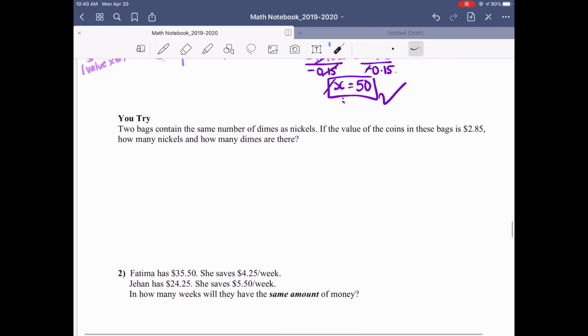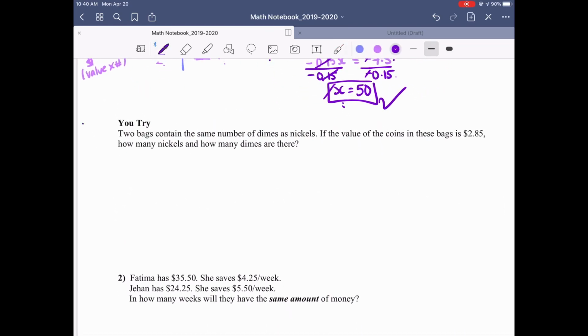Okay, so I want you guys to try a coin question using the same process that we just did. So pause the video and use the same method, making a chart of the value, the amount, and the number of coins, and then set up your equation and solve.